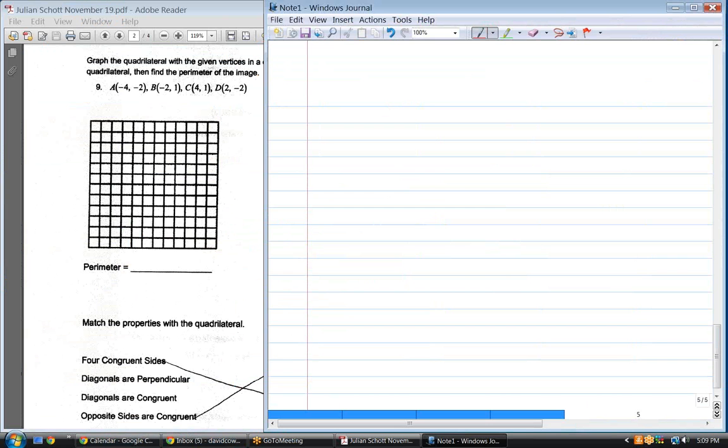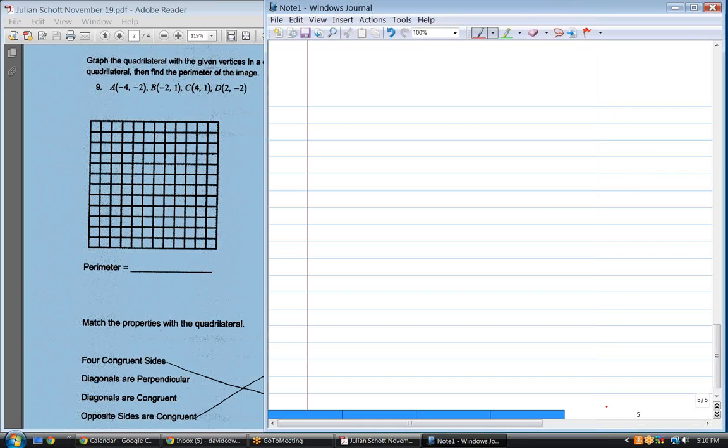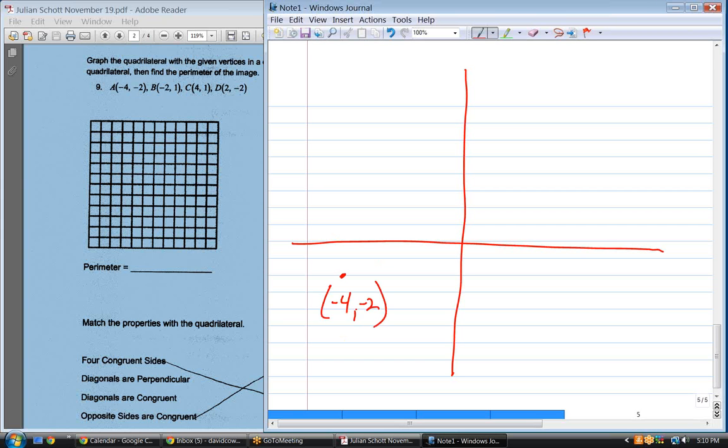It says graph the quadrilateral in the coordinate plane and classify it, and then find the perimeter of the image. I'm going to approximate the 4 points. -4, -2, let's put that right there. That's A. B is -2, 1.